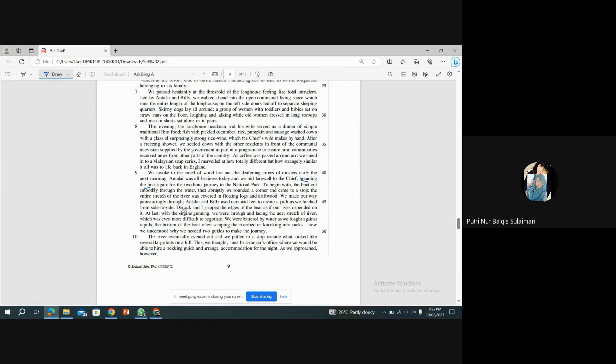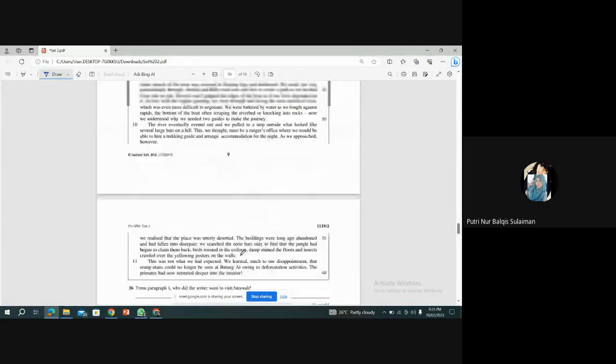At last, with the engine gunning, we were through and facing the next stretch of river, which was even more difficult to negotiate. We were battered by water as we fought against rapids, the bottom of the boat often scraping the river bed or knocking into rocks. Now we understood why we needed two guides to make the journey.